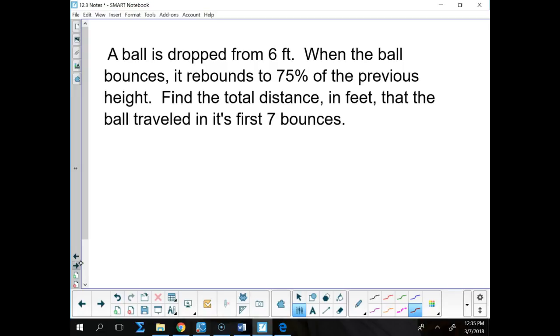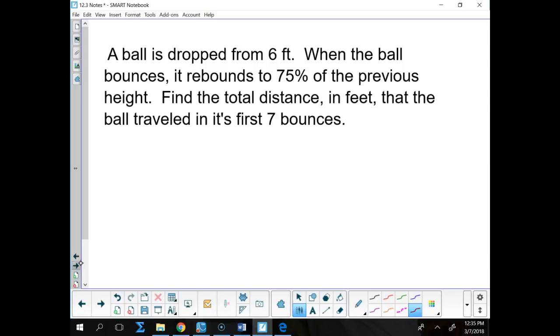Yeah. So a ball is dropped from 6 feet. Okay? When the ball bounces, it rebounds to 75% of the previous height. Find the total distance in feet that the ball traveled in its first 7 bounces. Okay?